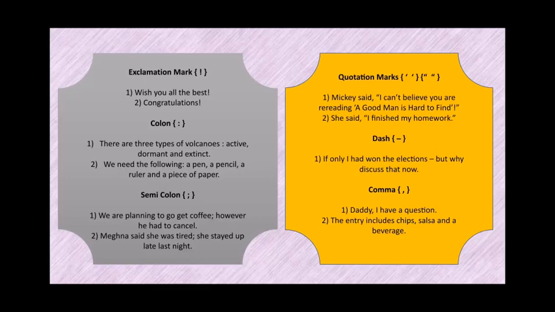Next is comma, which is very common. Commas are used to show a slight pause. They are used to separate words in a list as well. For example, Daddy, I have a question. So a comma is put after Daddy. Second one, the entree includes chips, salsa, and a beverage. So here there are many things that are mentioned. That is why after chips we have a comma.